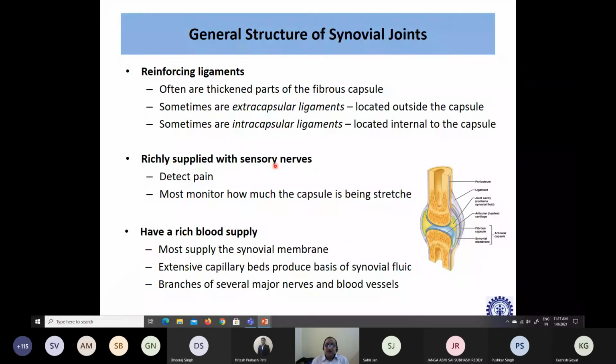These synovial joints are richly supplied with sensory nerves. So there are nerves which can detect pain. They are very sensitive, and they can detect pain very easily, and they also monitor how much the capsule is being stretched.